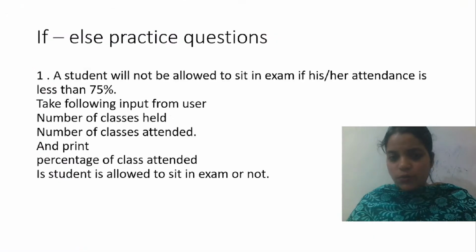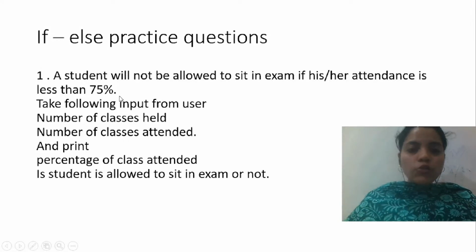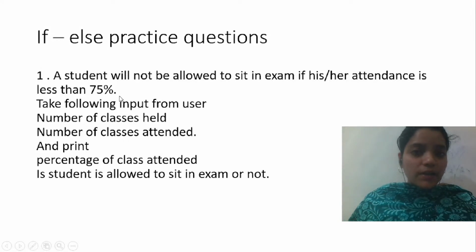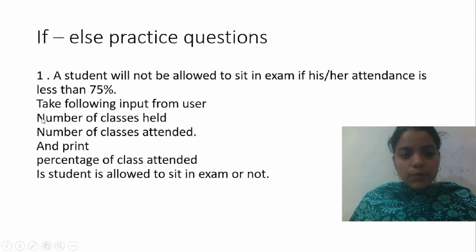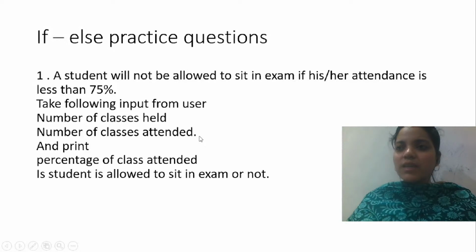See, this is a little high-end question. A student will not be allowed to sit an exam if his or her attendance is less than 75%. And how to calculate this percentage? Number one, we first take as input from the user the number of lectures held. Means the teacher marked how many attendances for you. Say total 10 classes were held. Number of classes attended: out of 10, I attended 7 lectures.